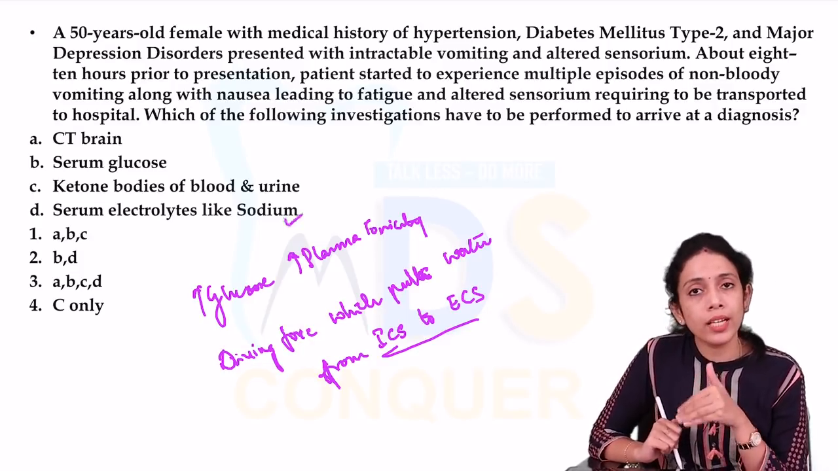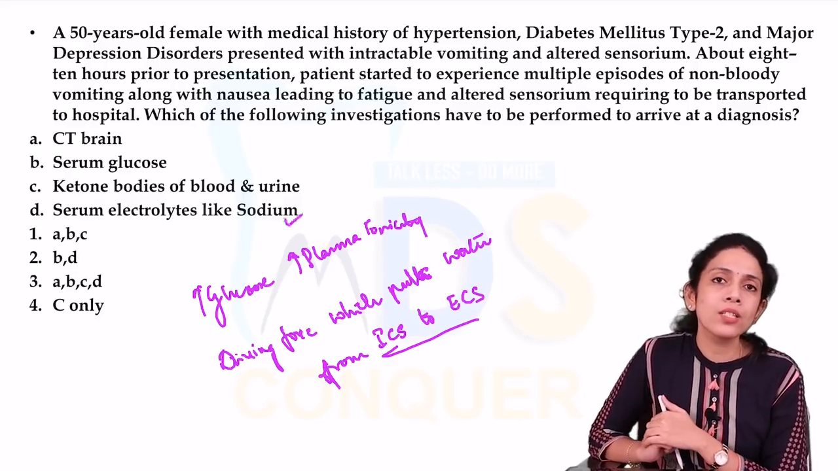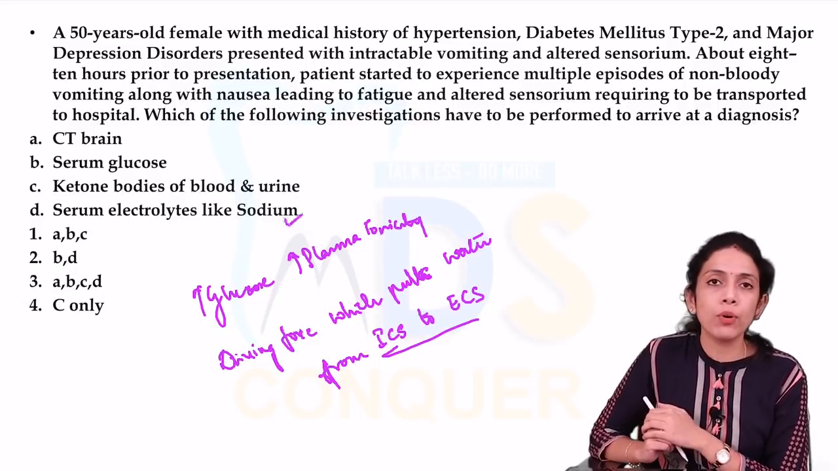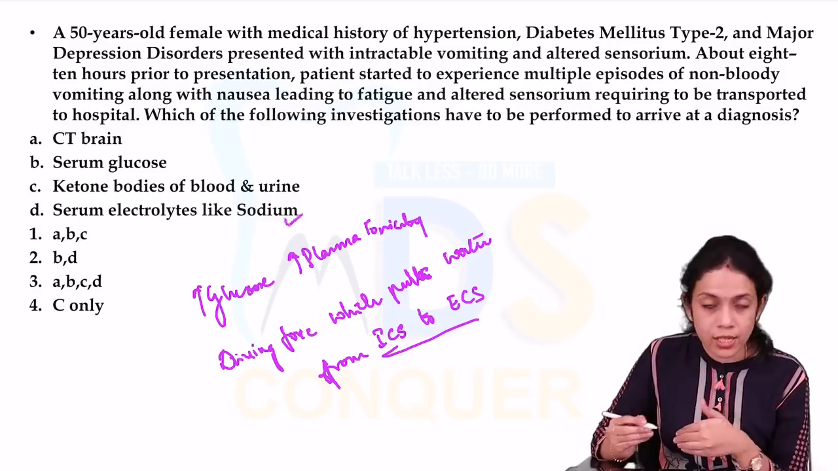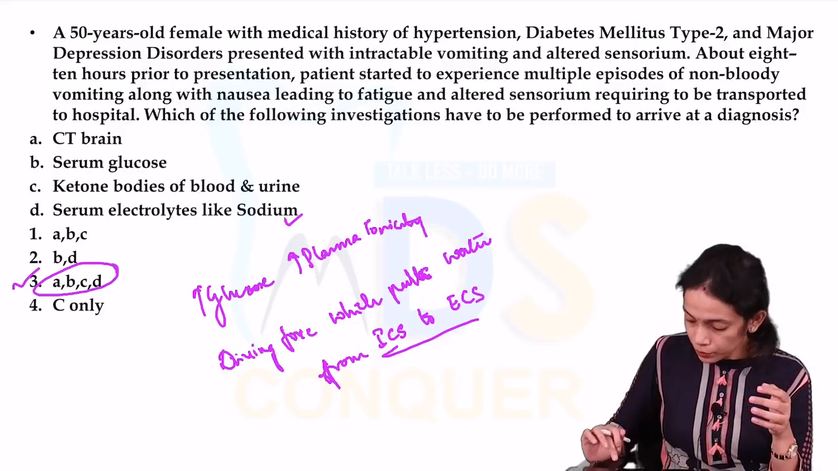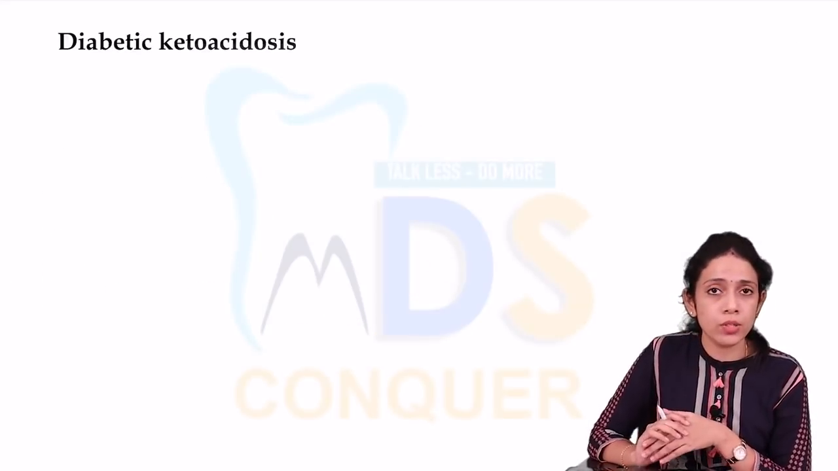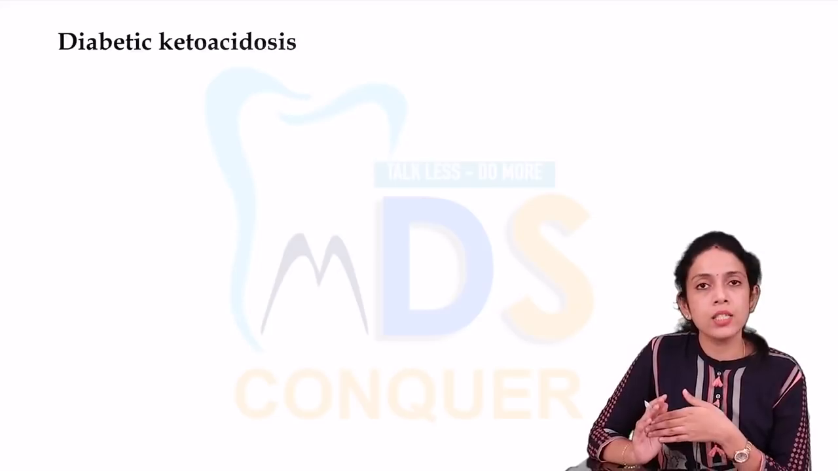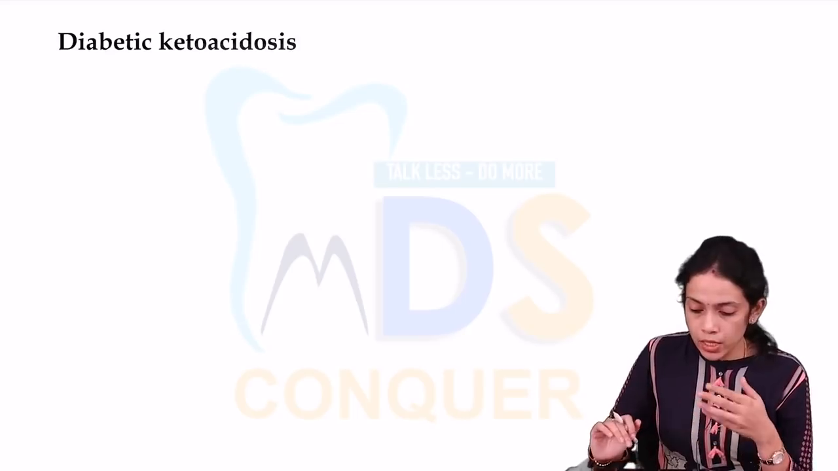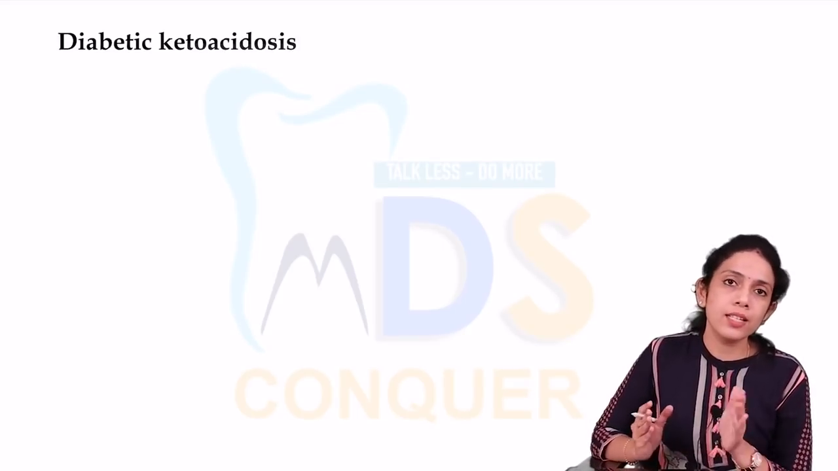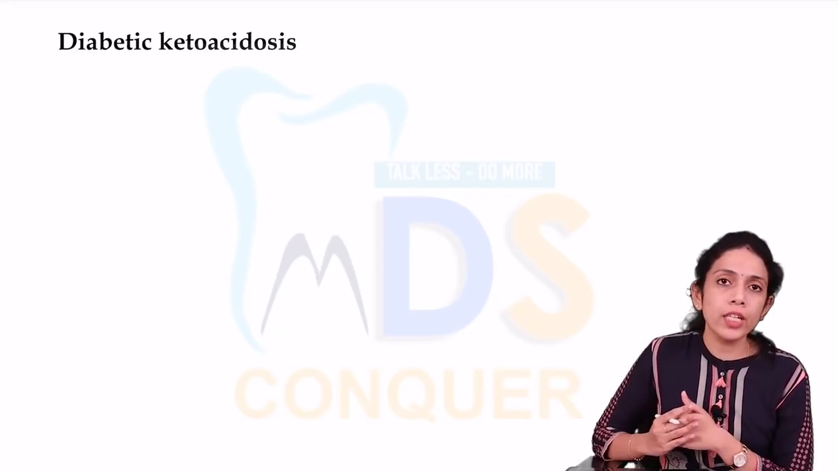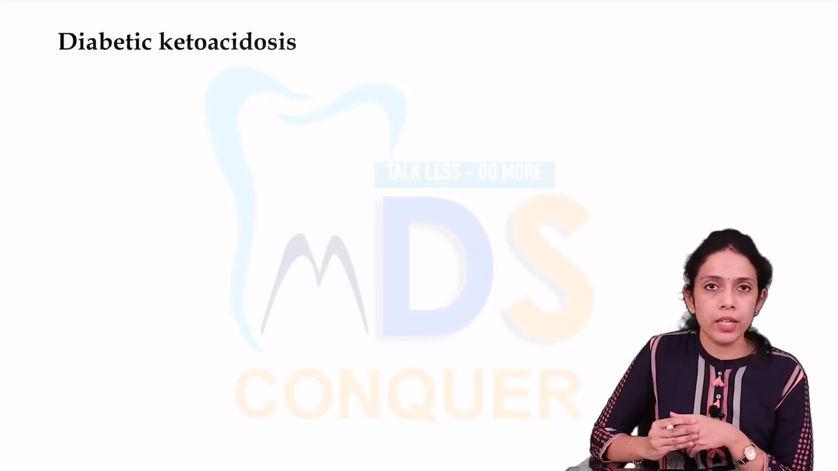So these are the important investigations that you need to perform so as to arrive at the diagnosis of diabetic ketoacidosis, an important complication of diabetes mellitus. You have to go for all the investigations that I have given here. Clear? So in this case of diabetic ketoacidosis, you have to go for ketone bodies, serum glucose, and also the electrolytes. Clear? This is a very important complication and a very important thing that you need to know regarding diabetes mellitus.